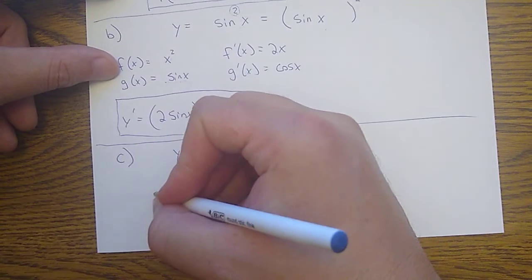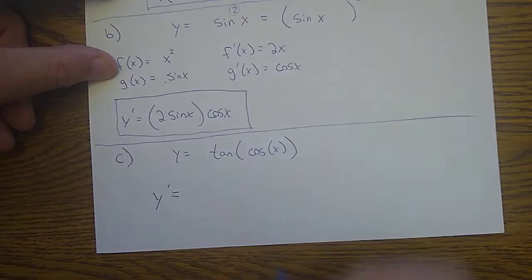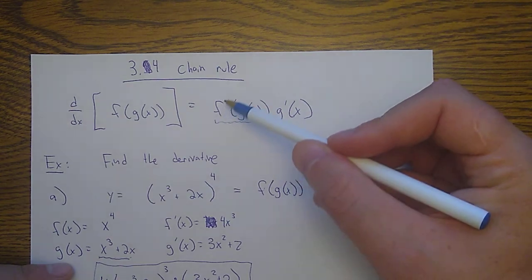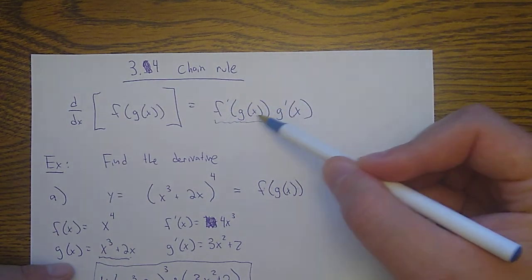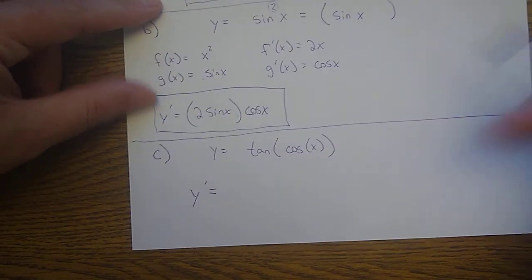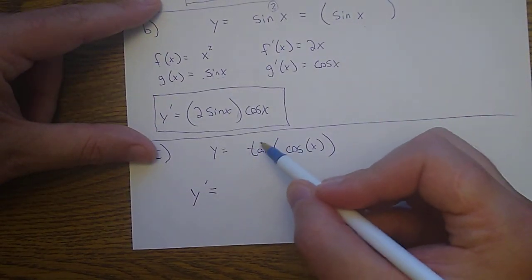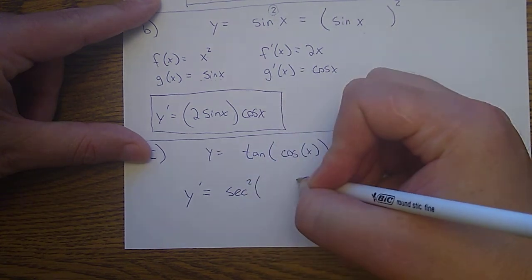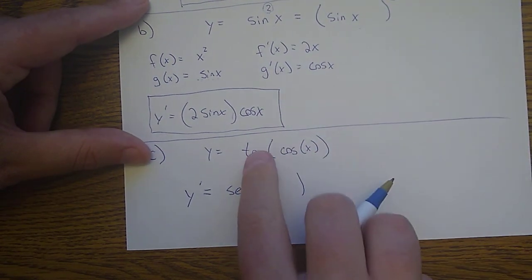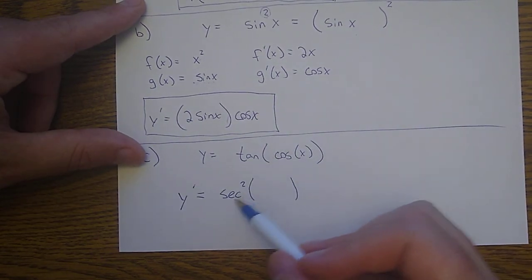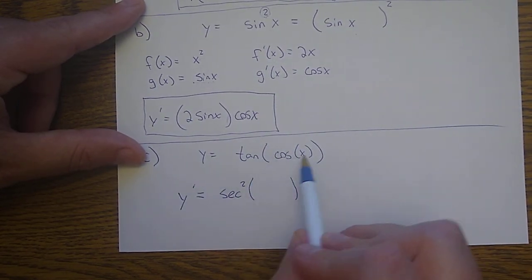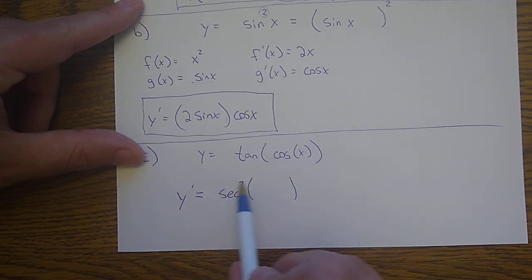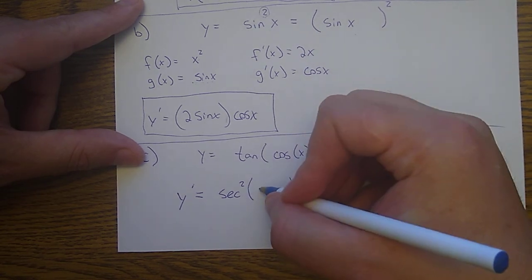So let's see if you can follow this. What I do is I do the derivative of the outside, but then I plug in the inside. The derivative of tangent is secant squared. If I was just doing tangent of x, then I would just write secant squared of x. But I'm not doing tangent of x, I'm doing tangent of this thing. So the derivative is going to be secant squared of this thing.